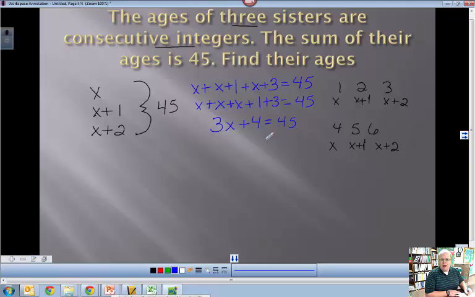Now, I'm not done, so now I want to go ahead and solve this. Well, I know that I need to get this moved to the other side. We've talked about this a little bit before. If I'm going to move things across the equal sign, I have to do the opposite. So the opposite of adding is subtracting, or adding the opposite. The opposite of a positive 4 is a negative 4, so I'm going to add that over here, so it's a negative 4. Okay, so I have 3x equals 41.